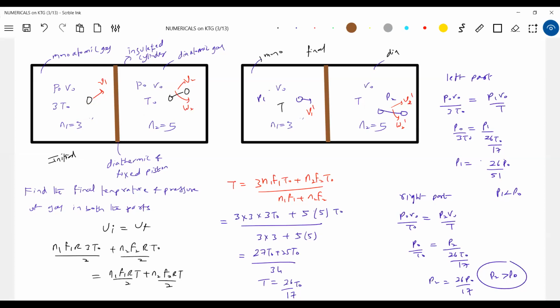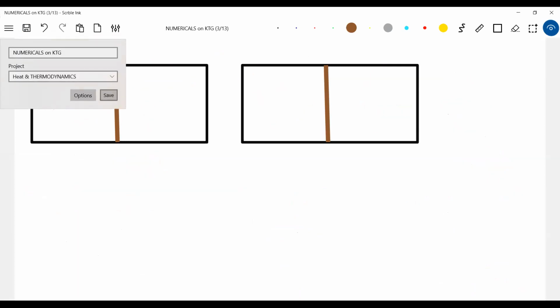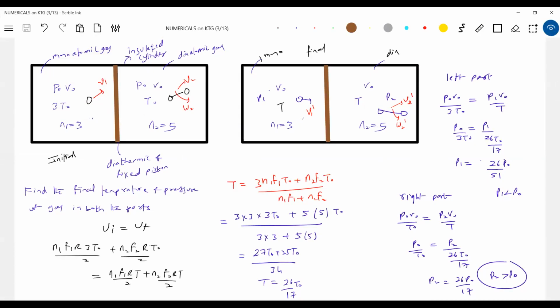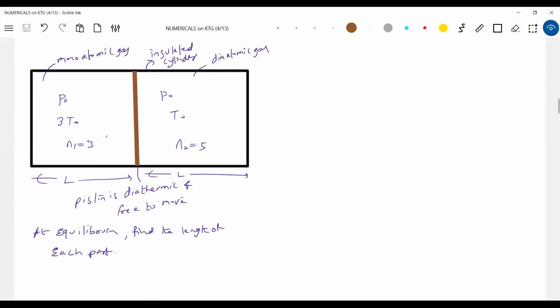Like this, in every numerical, try to think about all the things: RMS speed, root mean square angular velocity, average translational kinetic energy, what will happen to pressure, what will happen to temperature, what will happen to rate of collision. In every numerical, one has to analyze here. So I'm trying to build up the pressure idea. The main purpose of the whole discussion is to build up the pressure idea.